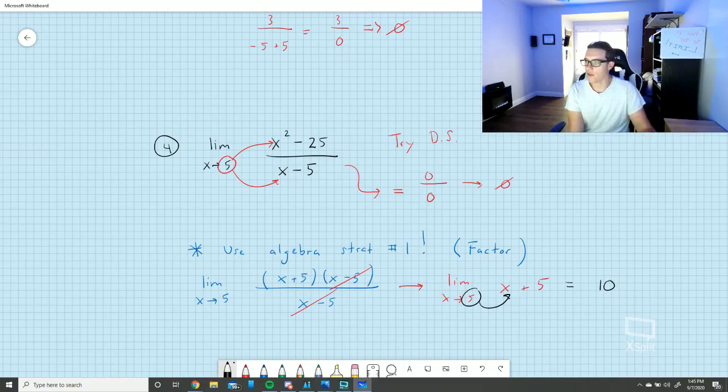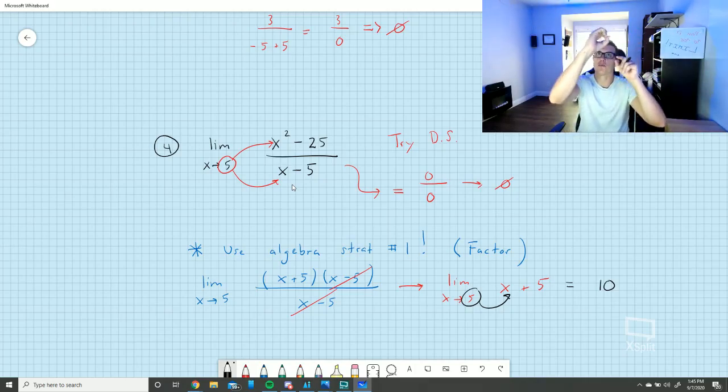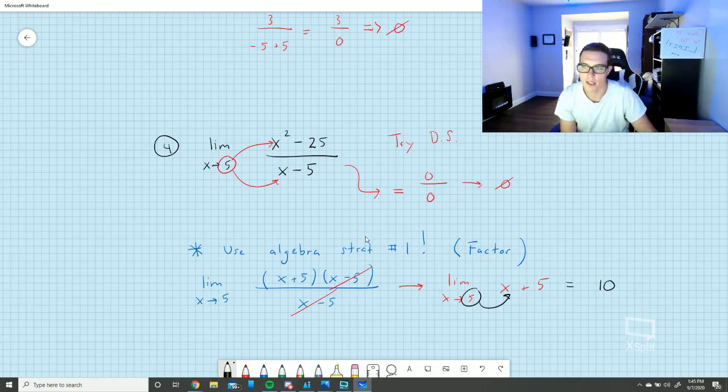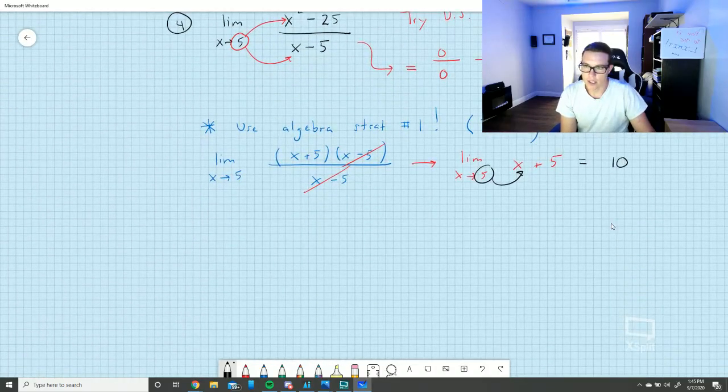If you graph it, you can do it on your own because I don't want to take up too much time in this video. But if you graph the original function, you would see that there's a hole at 5 with the y value that looks like it's 10. So there'd be that spot hole at the coordinate 5, 10, and it looks like you're approaching that value from both sides. All right, so that's our first algebra strategy.